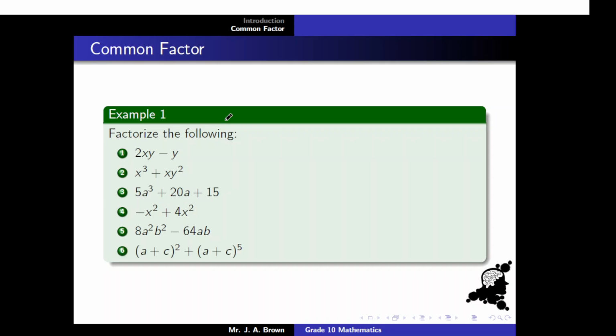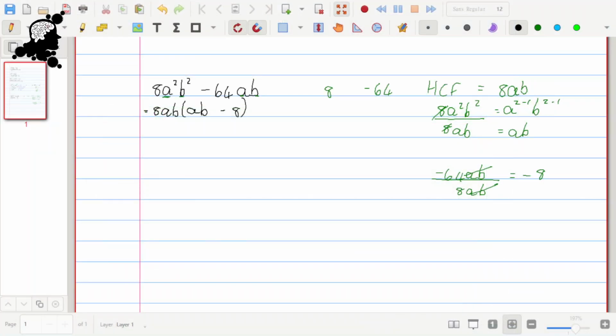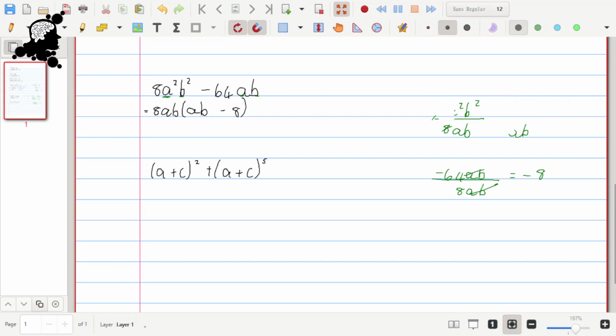So let's look at the last question. Oh, this one is interesting. (a plus c) squared plus (a plus c) to the power 5. I like this one. So we have got (a plus c) all squared plus (a plus c) to the power 5. So first of all, let's erase everything we were doing so that we do not confuse our working.